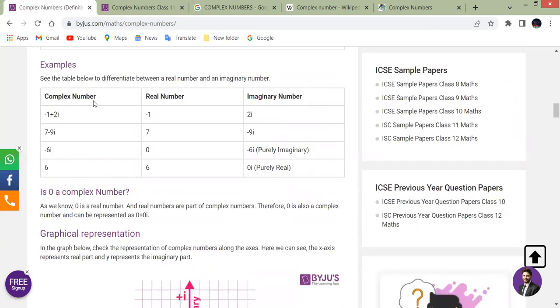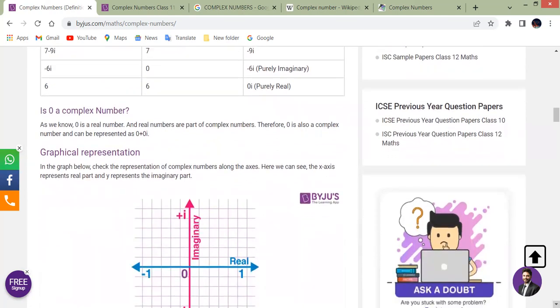And there are some examples of complex number, real number, and imaginary number. In this complex number, this is the real part, and this is the imaginary part. Where the real part is zero, it is called a purely imaginary number. Is zero a complex number? Yes, zero is a complex number because you can write 0 plus 0 iota, so 0 is the imaginary part of that complex number.